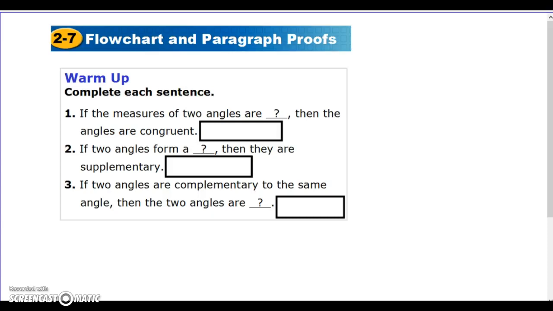Geometry, Chapter 2-7, the last section of Chapter 2. We're working on flowchart and paragraph proofs. Pause the video and come back and check your work.